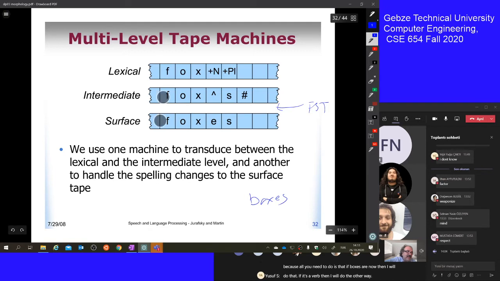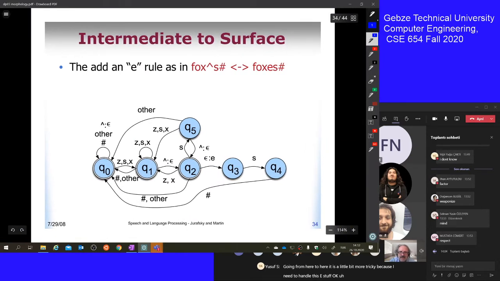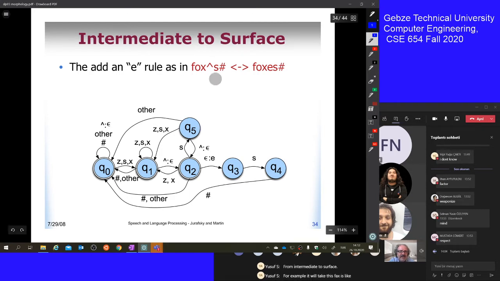Going from here to here, it is a little bit more tricky because I need to handle this E stuff. Okay, and this is the add an E rule, finite state transducer, from intermediate to surface. For example, it will take this foxes, like fox caret S sharp, to fox ES and end of word. Okay, so let's try to see how it works. Let's try to take this one and try to produce this one.